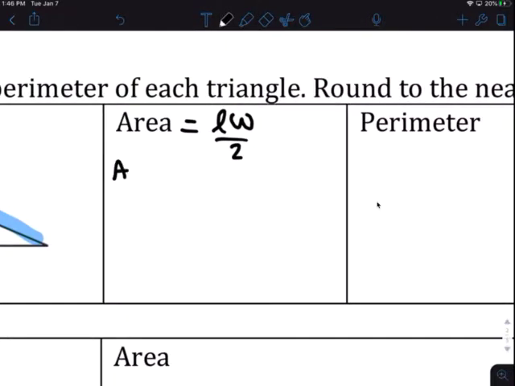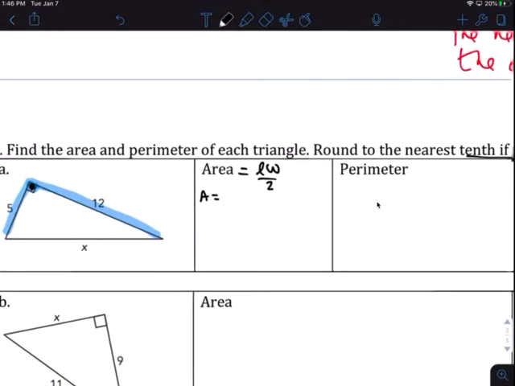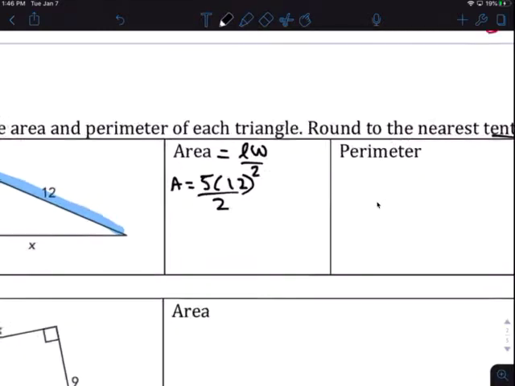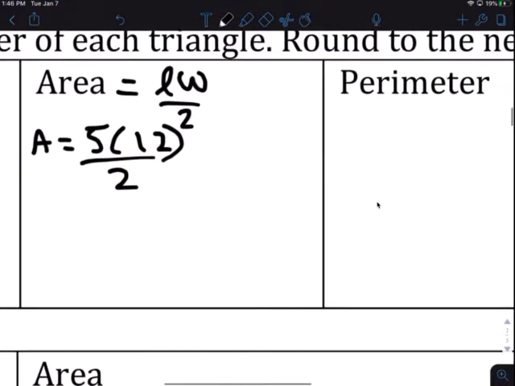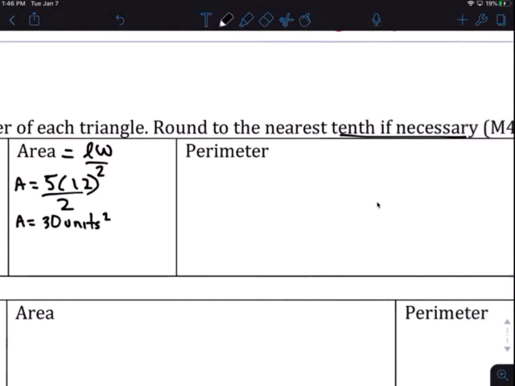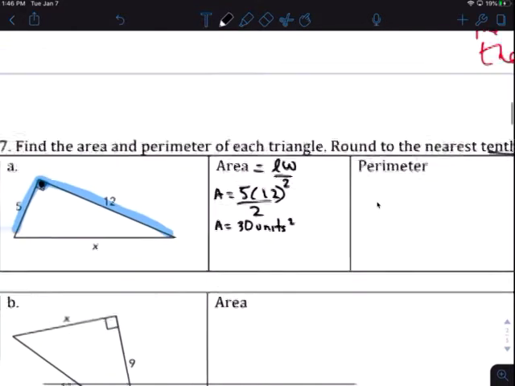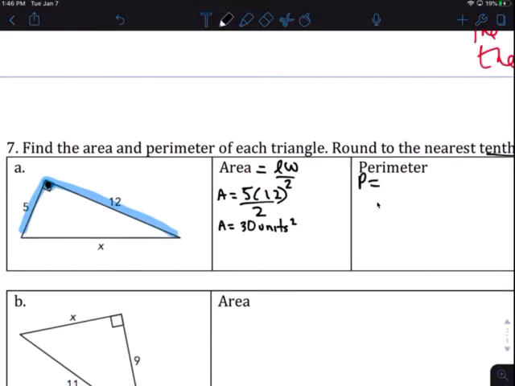So area then is 5 times 12 divided by 2. If you multiply that, that's 60 divided by 2. That's 30 units squared. Perimeter is when you add all the sides. So P is for perimeter: 5 plus 12 plus X.